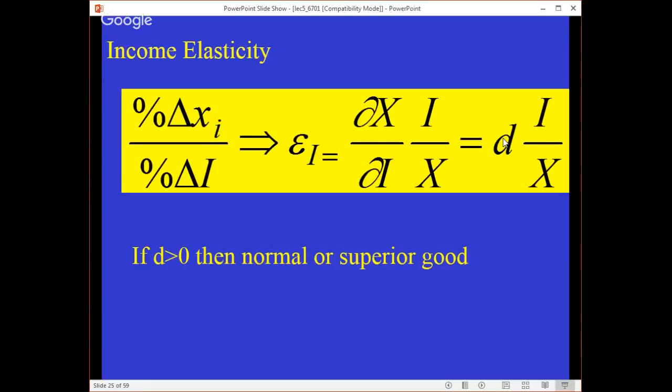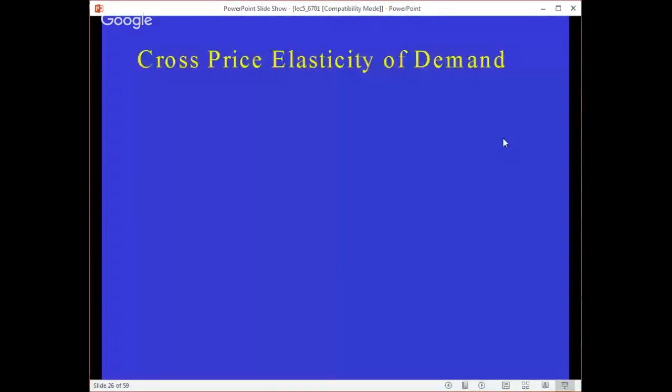If D is positive, it's a normal or superior good. Of course, a superior good has to be greater than 1. If D is negative, it's an inferior good. Okay. Cross price elasticity. We have a PY in this Marshallian demand formula. So the partial of X with respect to PY is C. Okay, so it's C times PY over X. Perfect. You guys are on it, or at least some of you are. Some of you are just quiet, but you're understanding.